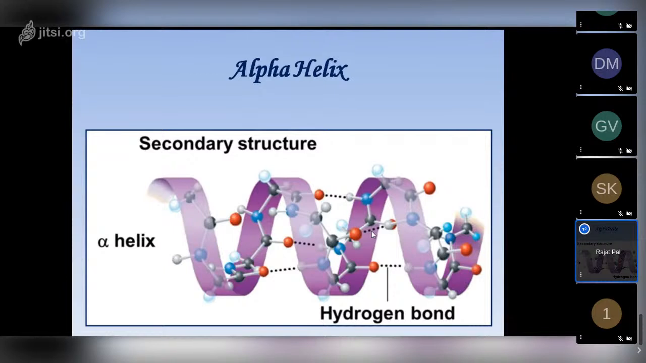So the first amino acid will make a hydrogen bond with the fourth one, the second will make a hydrogen bond with the fifth one. Likewise, it will go. If the hydrogen bonding pattern is like this, then it will make a helical structure, which is known as the alpha helix.